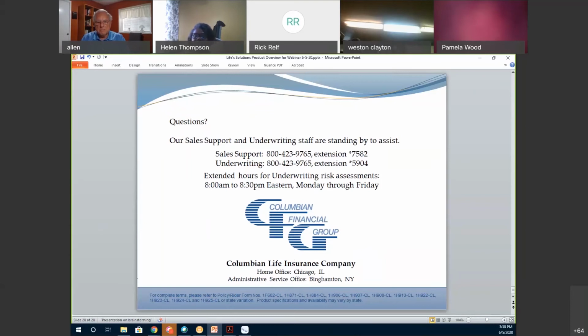On this slide, we mentioned our sales support and our underwriting staff are standing by to help you out. Sales support, there's the 800 number, and then you can hit extension star 7582. The star is to help bypass the auto attendant having to list the menu. Underwriting, same home office number, and then star 5904. And that'll get you into the underwriting department.